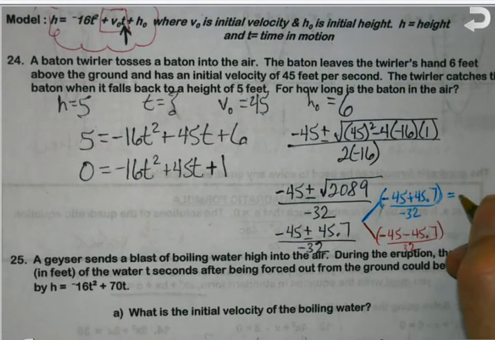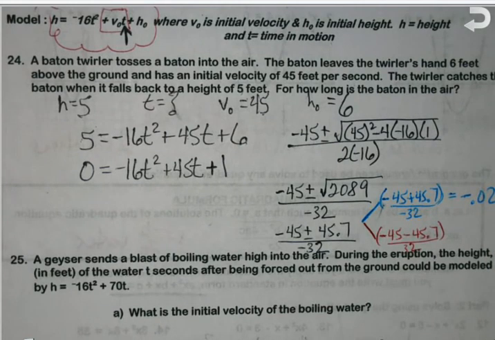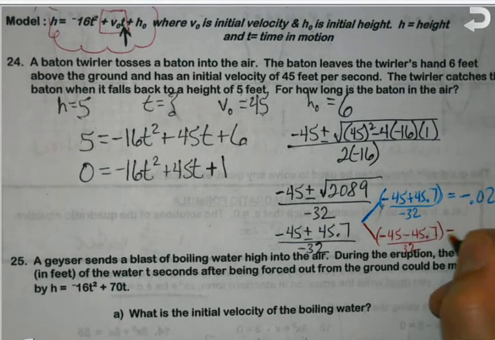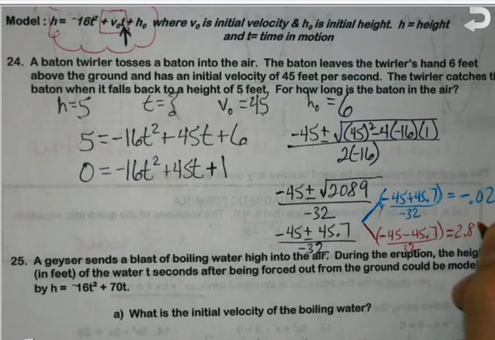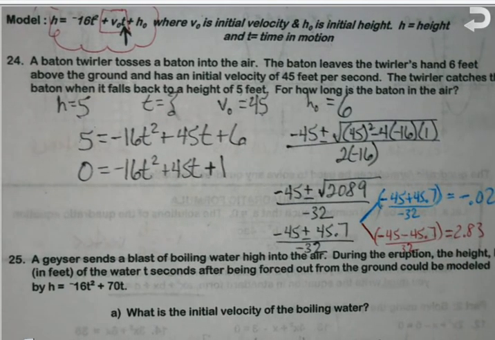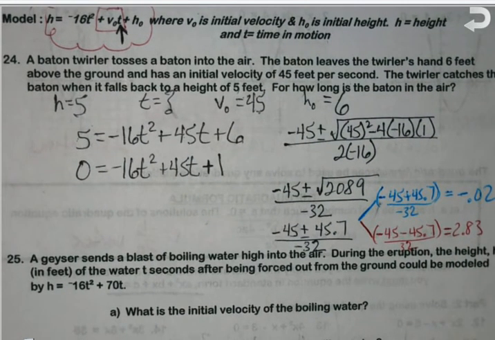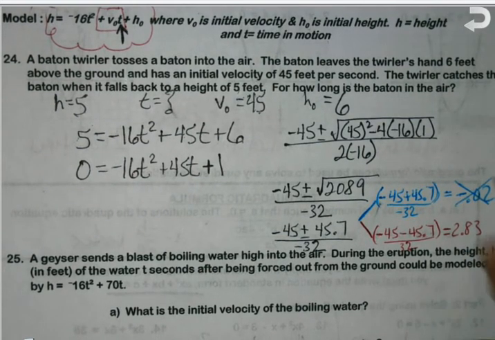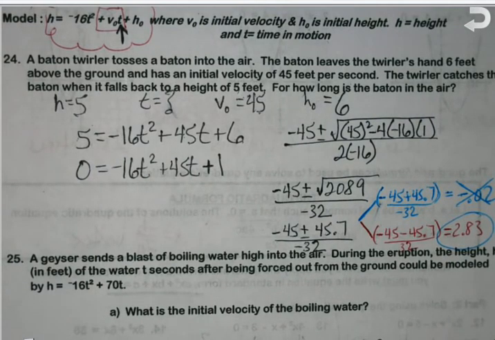Let's see, I've got a negative 0.02 up top. And it looks like we got a 2.83 at the bottom. So are both of these legit? No. Which one's not? Yeah, negative. We can't have negative time. That doesn't make any sense. So it takes about 2.83 seconds. That's how long the baton's going to be in the air from the time she releases it until the time she touches it back in her hand.